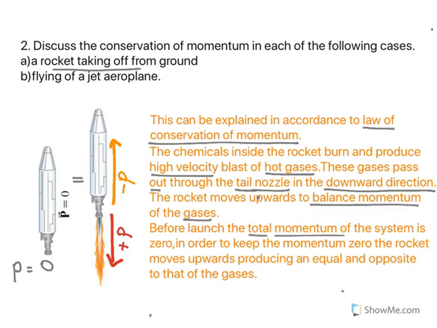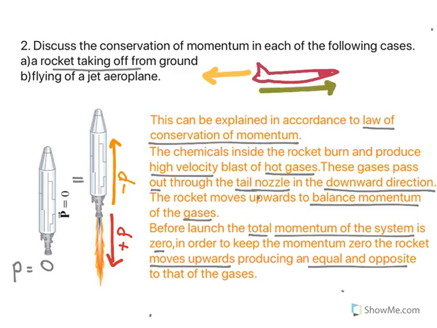Before launch, the total momentum of the system is zero. In order to keep the momentum zero, the rocket moves upwards, producing an equal and opposite momentum to that of the gases. The same case will be in the jet aeroplane. In a jet aeroplane, the gases move in the backward direction, and hence there is an equal and opposite momentum created in the forward direction that pushes the jet forward.